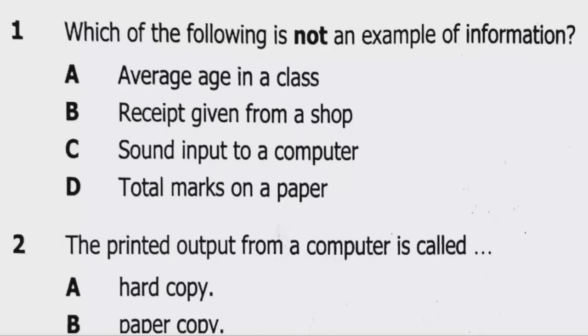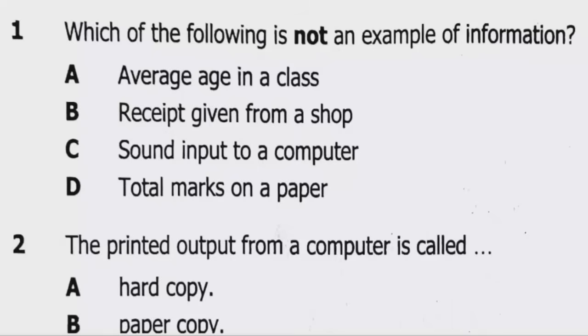give feedback. Now, when you come to C, which is sound input to a computer, this is not information. It is raw data. You put sound in a computer. That sound that is coming, it needs to be processed by a computer. So it's not yet information. It's just raw data. If you are recording a song and you put the vocal in the instrument, that is not yet information, that is raw data.